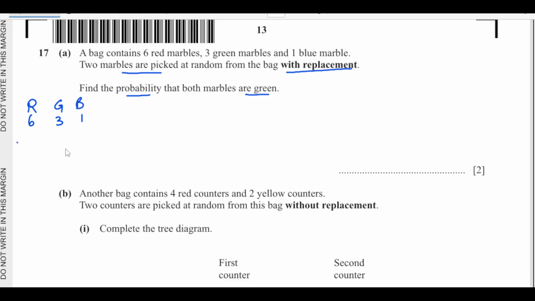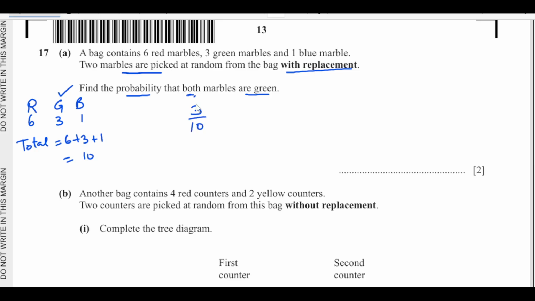So in total it is 6 plus 3 plus 1, it's 10, right? So we are looking for the probability that both marbles, there are 2 marbles, are green. So green is 3 out of 10, first marble, right?